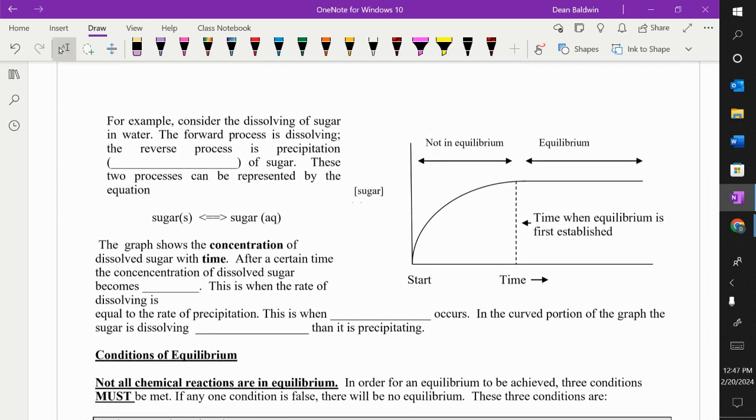All right, so we're going to look at something else. We put sugar into water. The forward process is the dissolving of sugar. The reverse is the precipitation, or you could call it the crystallization, but that doesn't really matter.